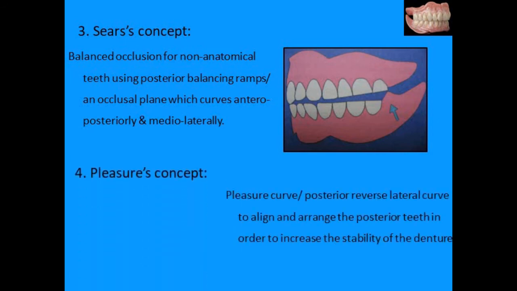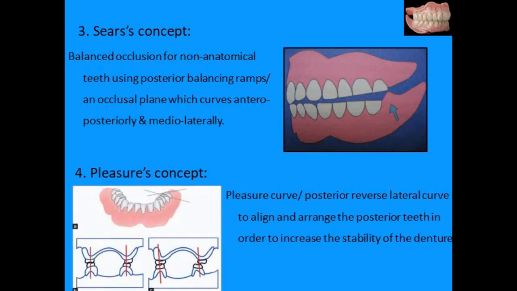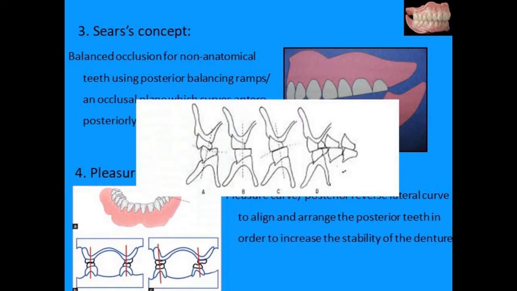Next one is the Pleasure concept. So this was proposed by Dr. Max Pleasure, and he suggested using a Pleasure curve or a posterior reverse lateral curve to align and arrange the posterior teeth to get stability for the denture. Now what is this Pleasure curve? The GPT defines it as a curve that is transverse in cross section, and it conforms to a line which is convex upward except for the last molar. So here you can see the Pleasure curve.